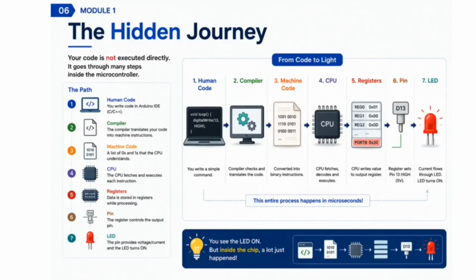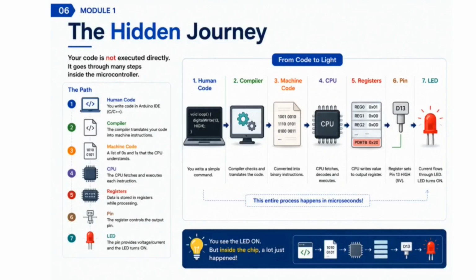Code is not executed directly. It goes through at least 4 more intermediate steps. First, the C code is compiled into a series of instructions, or machine code. This machine code is stored in the microcontroller chip.